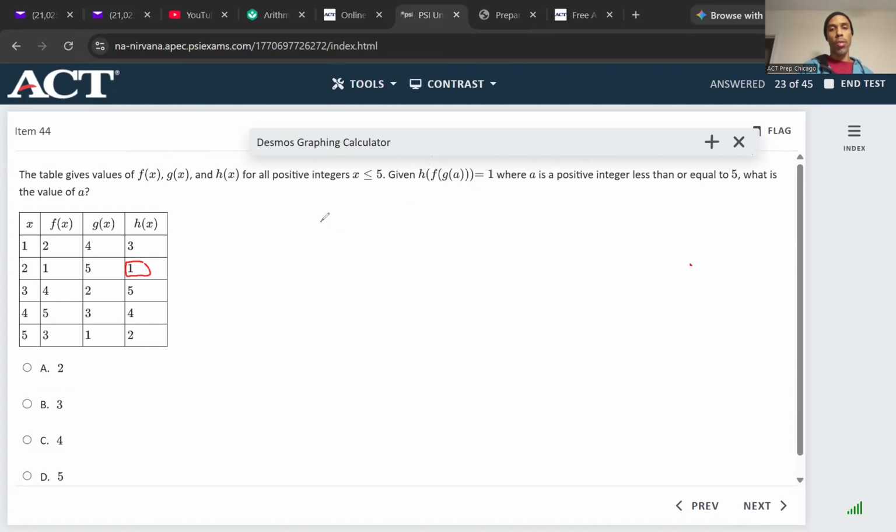So hopefully you got that. So h of some value, we don't know, is equal to 1. Well, that value is 2 because the answer of h when the input was 2 gave you a value of 1. This is also going to be equal to the inner value. So we could take the inner piece, which is f of g of a, and we know that's equal to 2 because that was the input of the initial function.